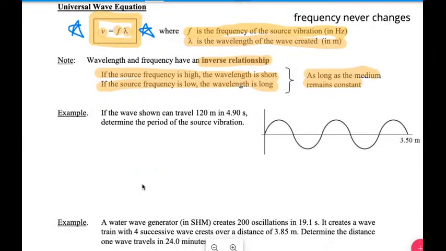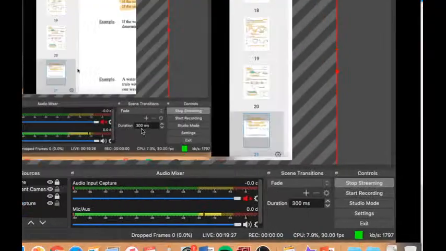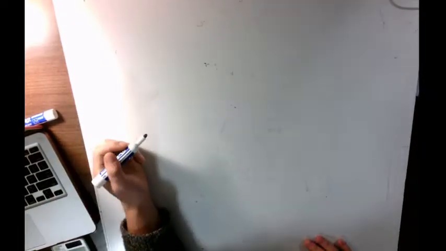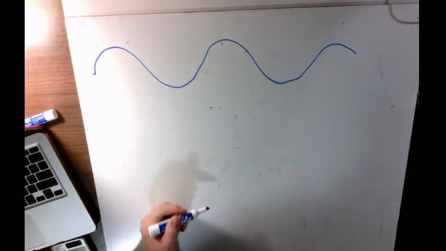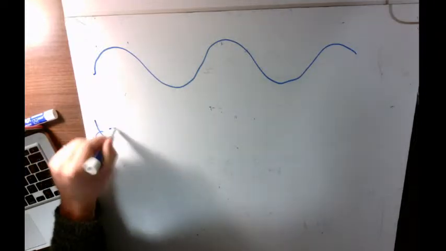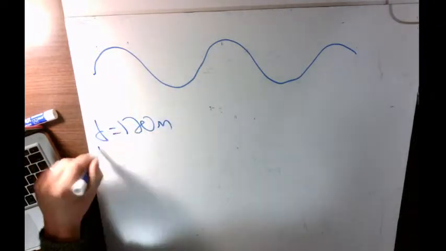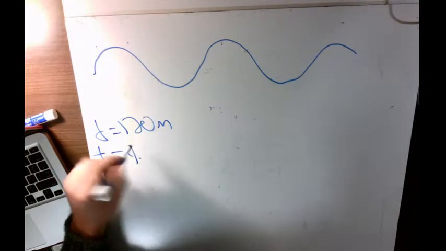All right, we finally made it to an example. Put some of our universal wave equation skills to the test. So this first one, they're telling us the speed of the wave. No, the distance. So here's our wave. Looks something like that. And it can travel a distance of 120 meters in a time of 4.9 seconds.